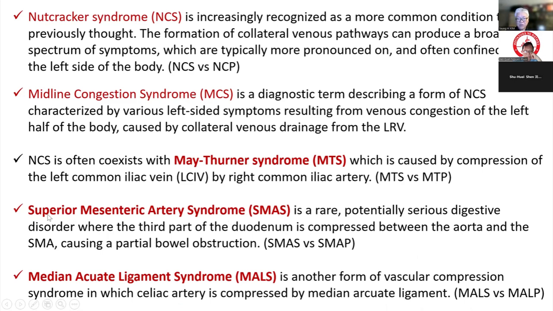Another well-known syndrome is the superior mesenteric artery syndrome. It's a rare, potentially serious digestive disorder where the third part of the duodenum is compressed between the aorta and the superior mesenteric artery, causing partial bowel obstruction. There is also the terminology superior mesenteric artery syndrome and the superior mesenteric artery phenomenon.